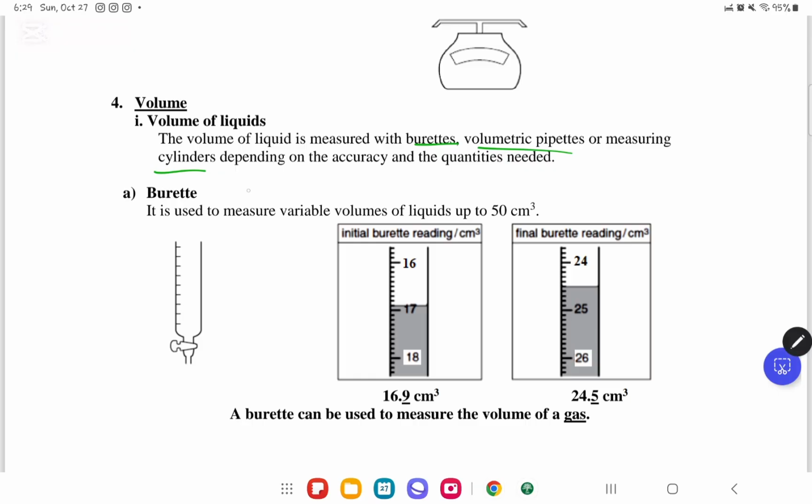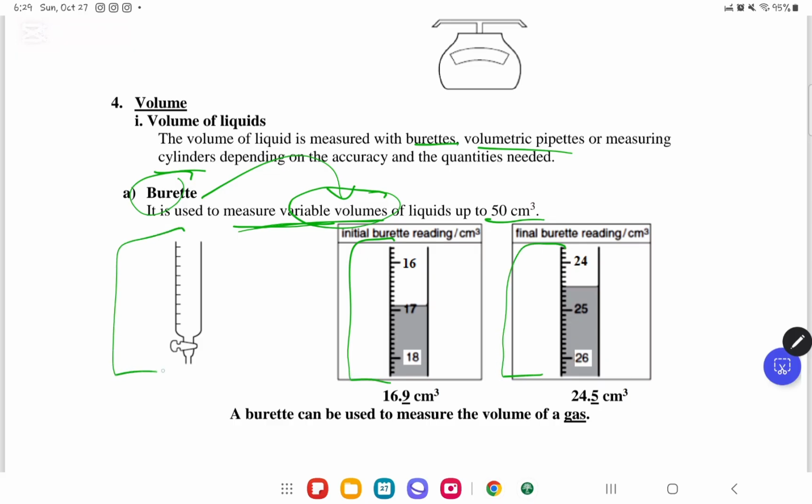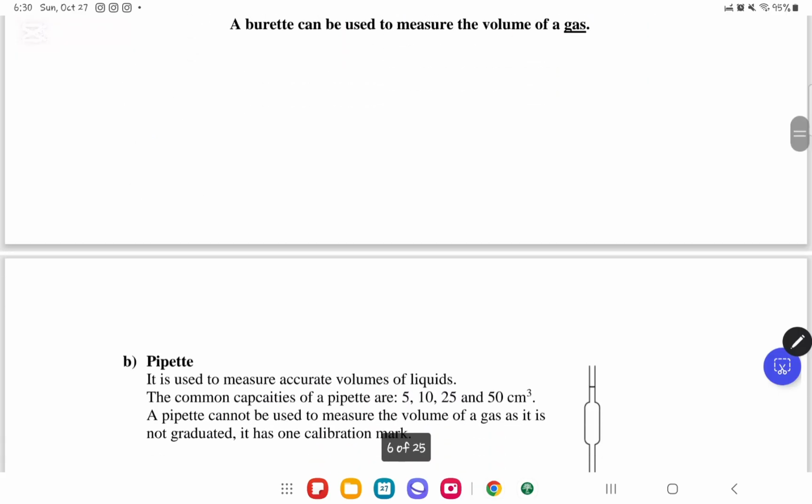So a burette is used to measure variable volumes. Remember, burette, link it to variable volumes of liquids up to 50 centimeter cubed. This is what the burette will look like, either like this or like this. And then they'll probably ask you to find the volume. Remember, the volume of a liquid is always in centimeter cubed. Now, we're gonna go down.